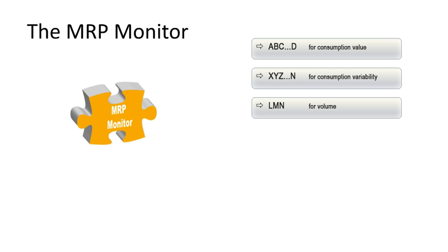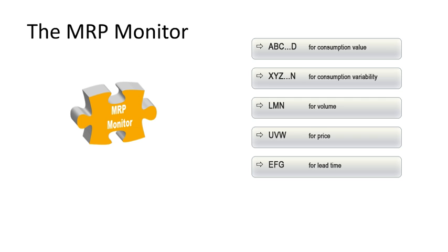The LMN analysis allows you to classify materials according to their volume, if you maintain the according fields in the basic data 1 screen. UVW classifies by standard price, and EFG allows you to do a lead time classification, which is also very, very helpful in policy setting. Lastly, the analysis LROD classifies according to product life cycle, and therefore separates the new materials from the slow movers, from the deleted, and from the normal materials.